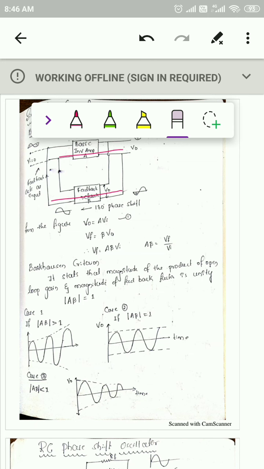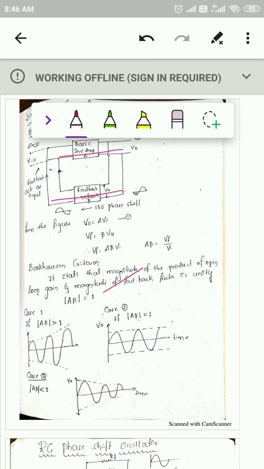There are two criteria: the phase shift around the loop is 360 degrees, and the product of the forward path gain and feedback path gain is 1. Only then are continuous oscillations produced. If your oscillatory circuit satisfies these two criteria, you will get a sine wave. Barkhausen gave three different cases. When the gain product is greater than 1, what is the nature of the output voltage? When it is less than 1? And when it is equal to 1?